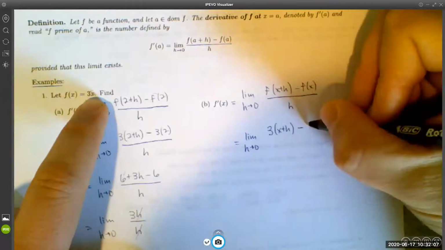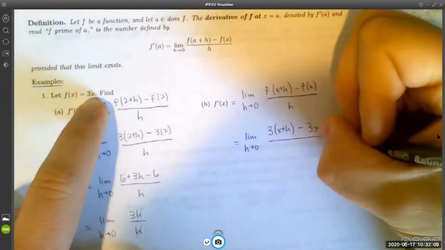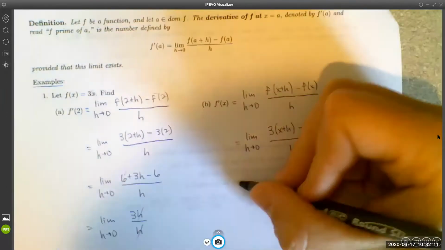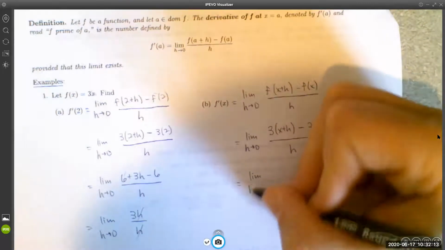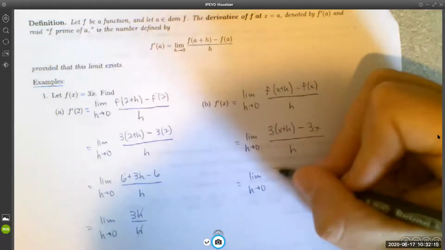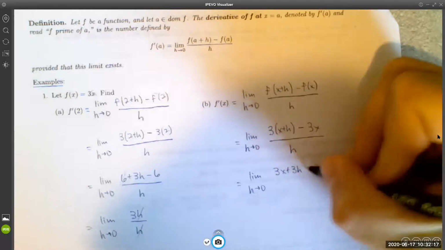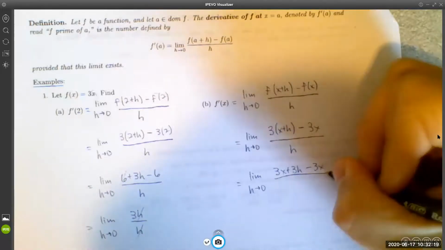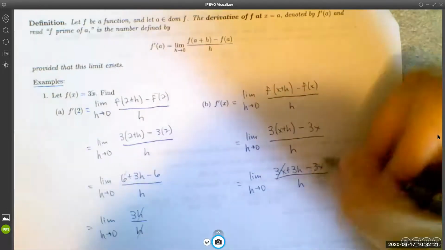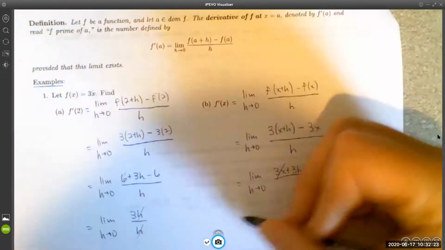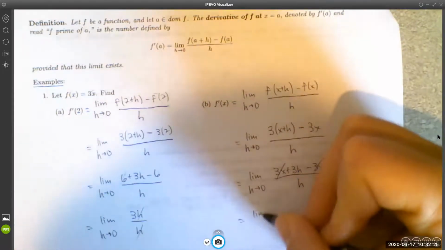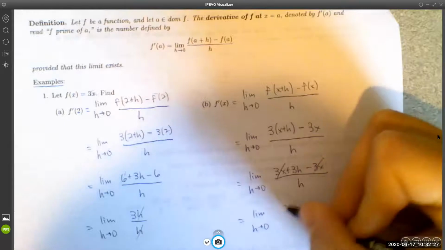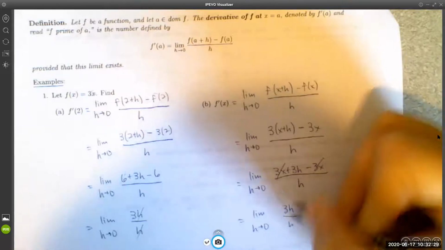F of x is just 3x. So we get 3x plus 3h minus 3x over h. And look at that. Same thing as before. The 3x's cancel. And then the h's cancel.